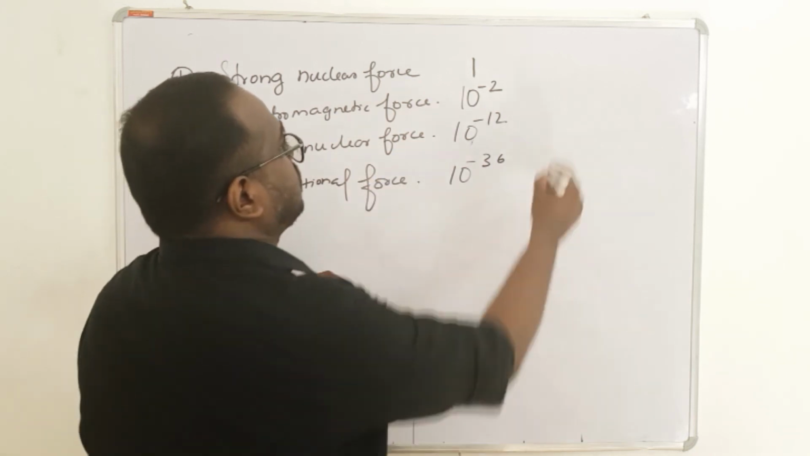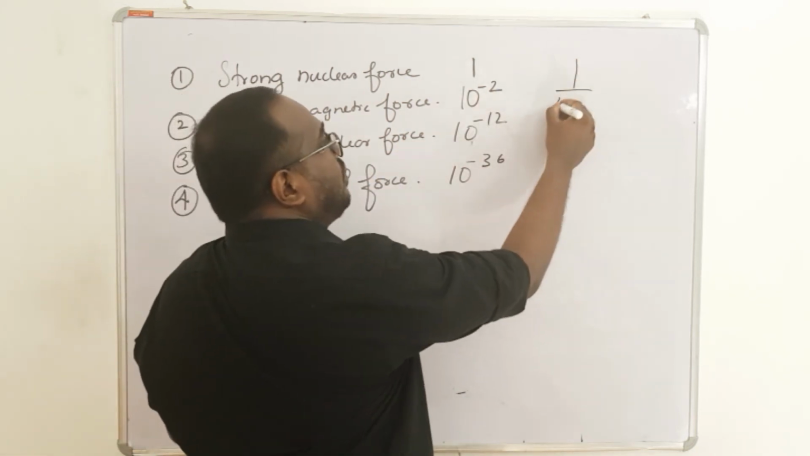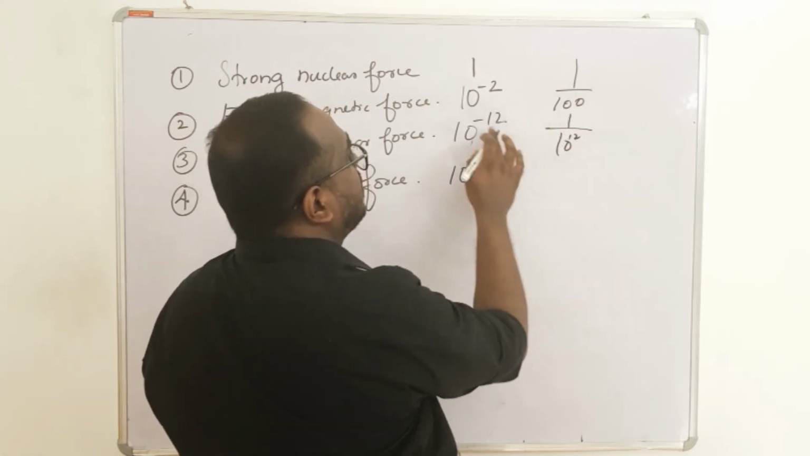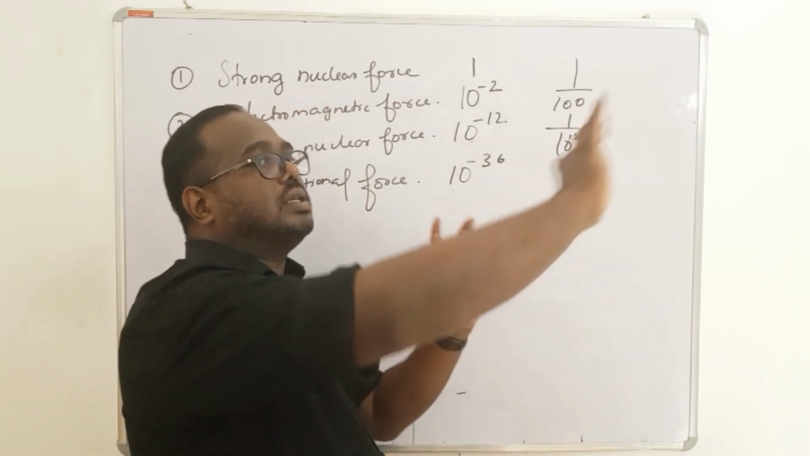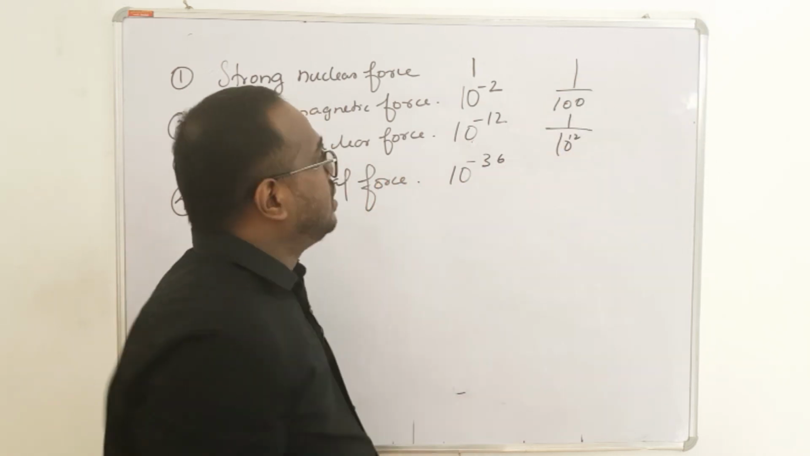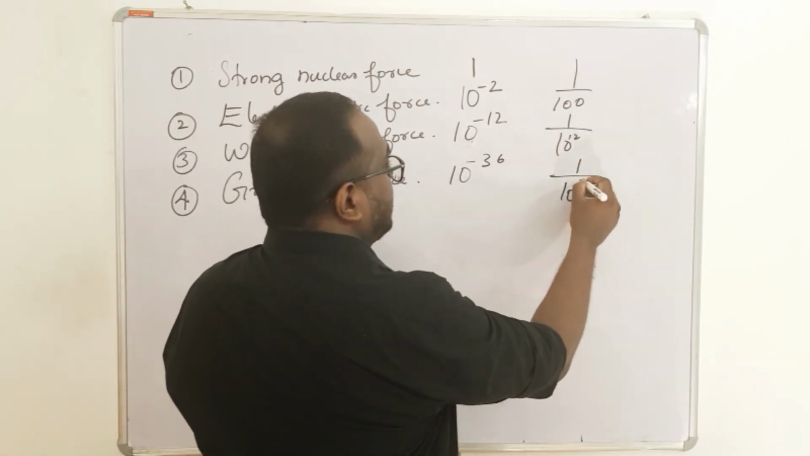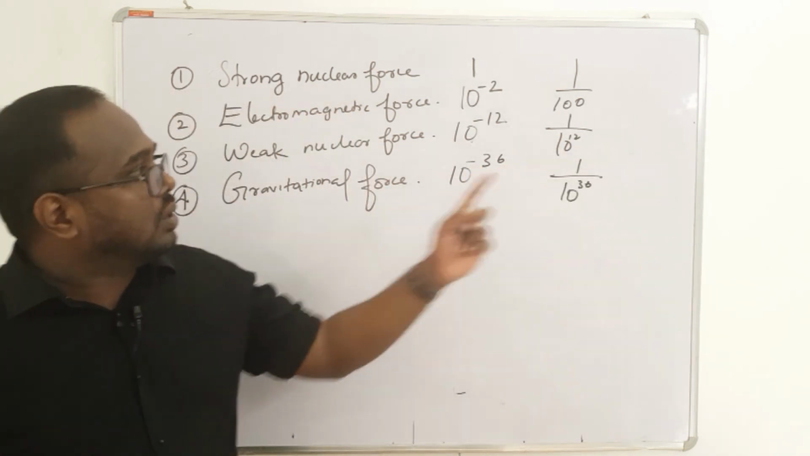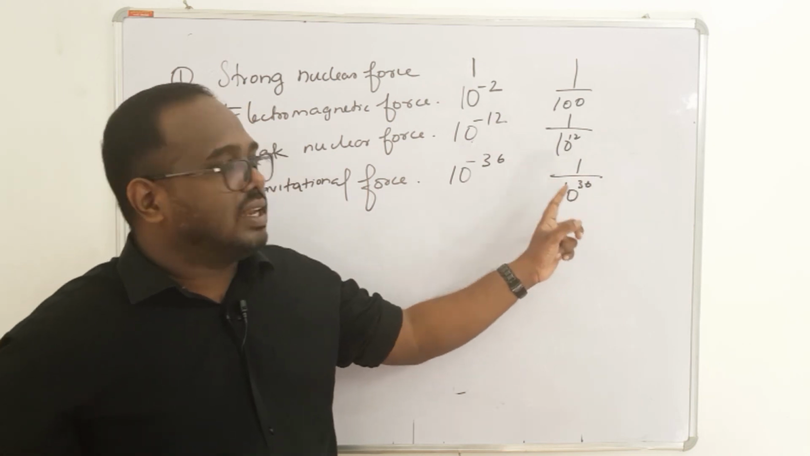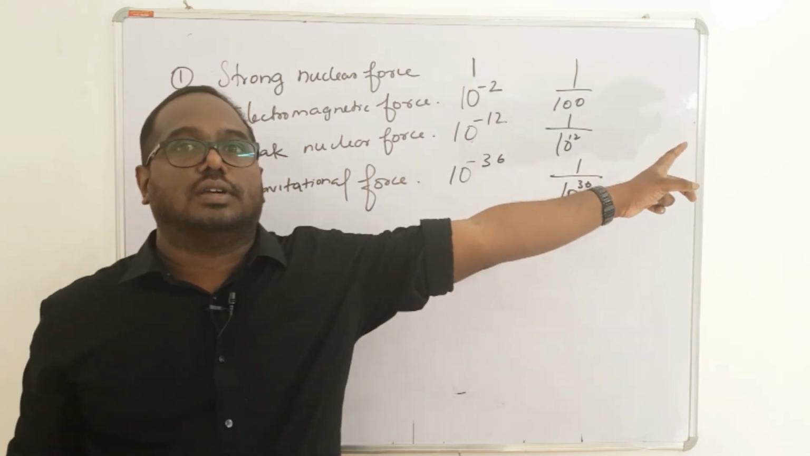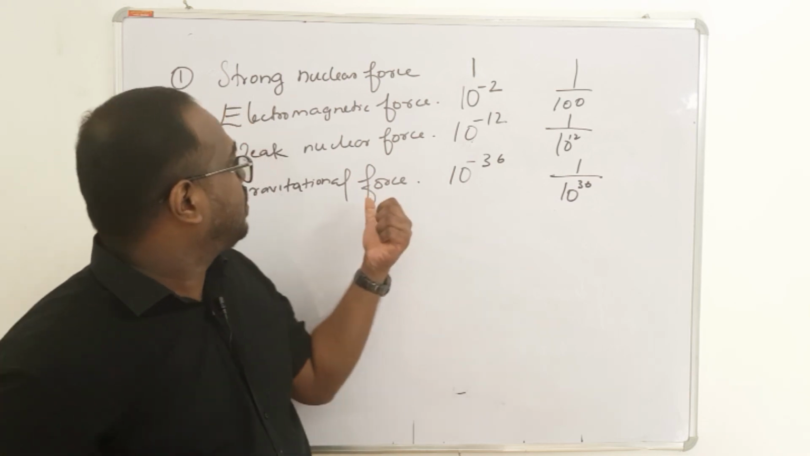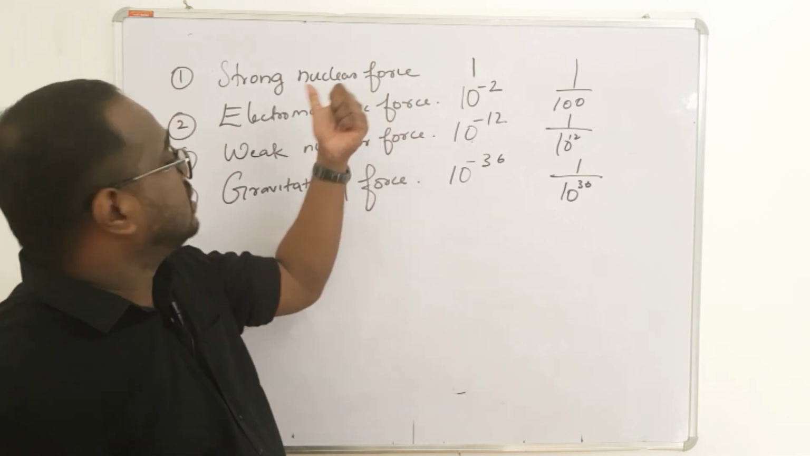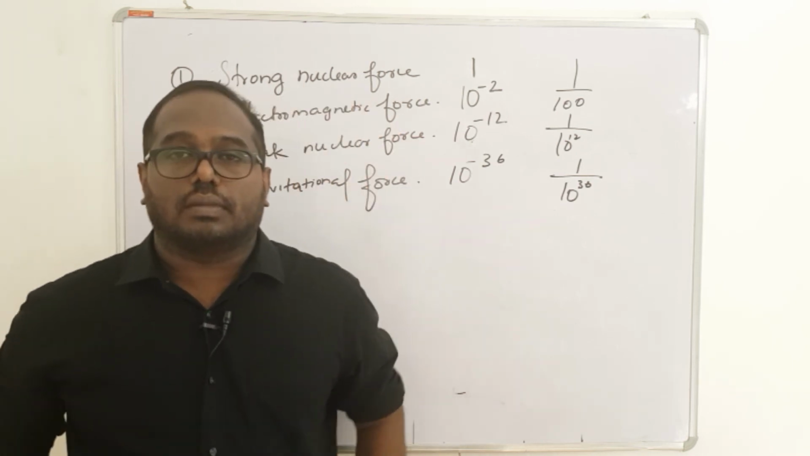If this is 1, this is 1 by 10. 10 raised to minus 2 is 1 by 100, right? This is 1 by 10 raised to 12, which means 1 followed by 12 zeros in the denominator. This is 1 by 10 raised to 36, so 1 by 1 followed by 36 zeros. So that much least value when gravitational force is compared with this strong force. Okay?